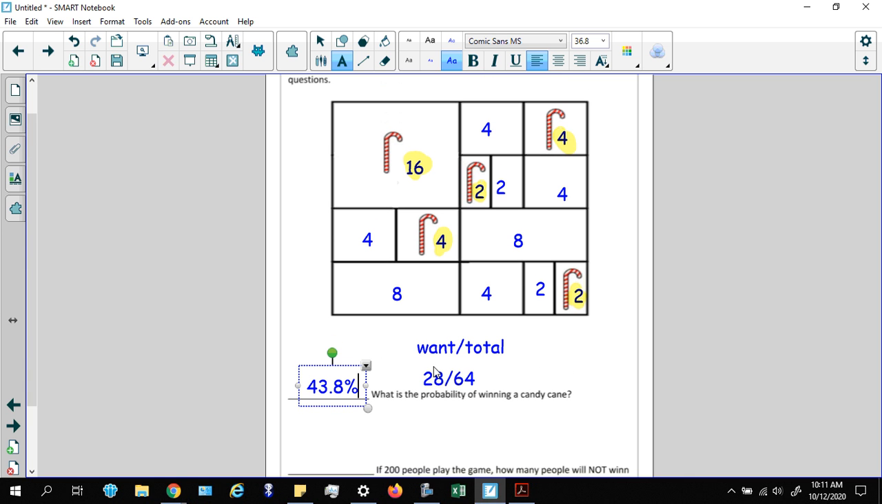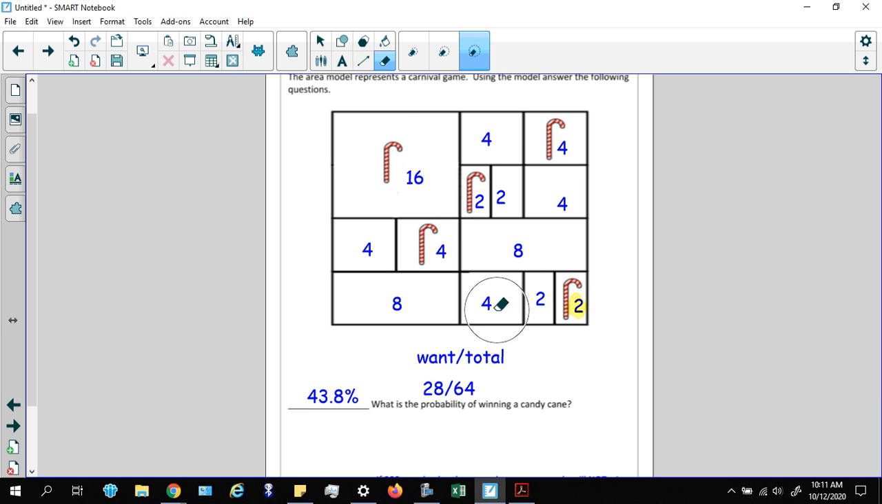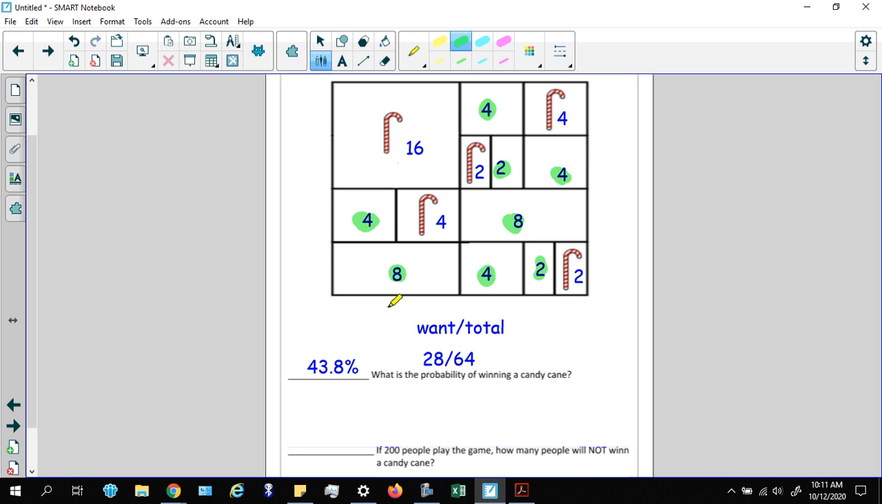Will not win a candy cane. Okay? So, when we're talking about not winning a candy cane, again, many different ways to do this. The simplest, not necessarily the easiest way, but the simplest way is to add up all the pieces that do not have a candy cane in it. So I'm going to add all this up. All right, so when I add all those numbers up, I end up with 36.